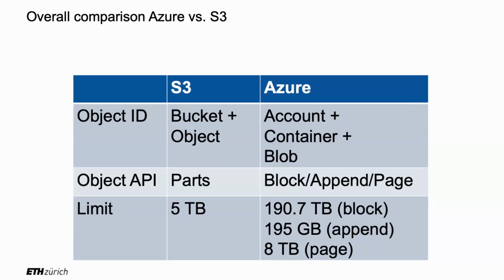All right, and the limits, you see, are a bit higher on Azure. S3 has 5 terabytes. On Azure, with block blobs, you can have 190 terabytes for a blob. Append is 195 gigabytes, a bit smaller, and 8 terabytes for the page blobs, right? And one of the reasons why we are able to scale the block blobs to 190 terabytes is precisely because we cut the data into blocks. But that I'll explain in HDFS.